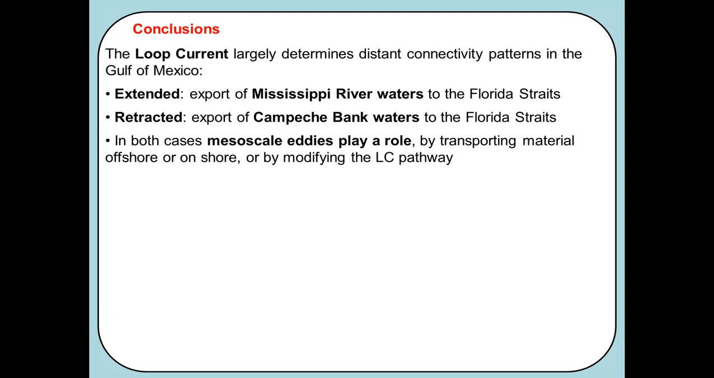And in both cases, mesoscale eddies play a role, either in advecting material onshore or offshore, or more indirectly by modifying the extension of the Loop Current and its pathway, which is the case typically for a retracted Loop Current. It's the Loop Current frontal eddy that is blocking the extension of the Loop Current that is playing a key role.